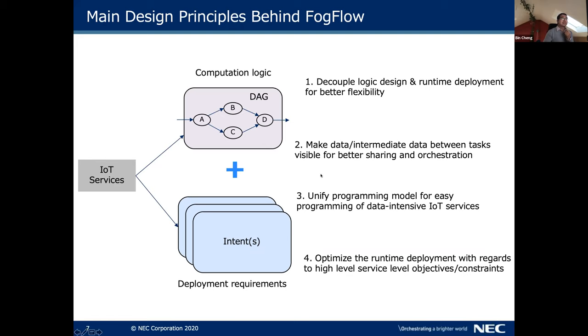And the second principle is that we try to make the data between tasks visible. In Spark or Hadoop, the data is only known to the specific application developer, and it's not open to everyone to share. That means interoperability and the capability to share the task or the data processing logic is limited, because you don't know which type of input data you need for the task, or which type of output data could be produced by the task. So we try to standardize them based on a common data model, to make them visible and shareable. And also at runtime, we leverage this type of information for the orchestration of the application or the service.